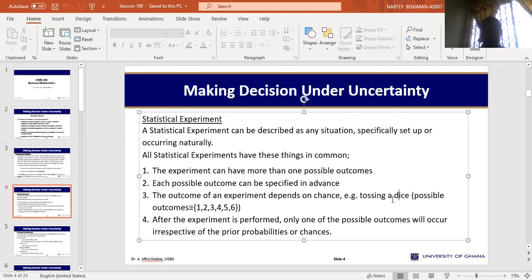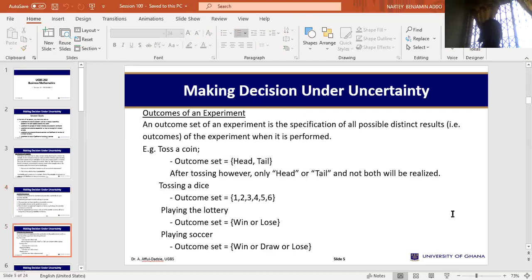It should be a die, not dice. The possible outcomes could be 1, 2, 3, up to 6. So this is just one die. So it's not dice. If it's 2, that's when we say dice. Okay, so after the experiment is performed, only one of the possible outcomes will occur. All right, so these are all giving you what I've just explained. I'm just reading through for you to understand.